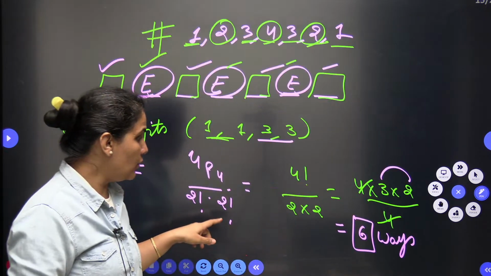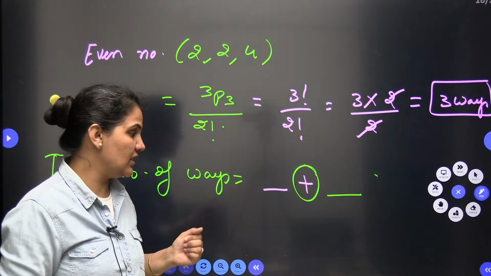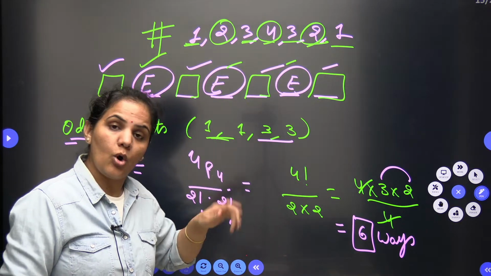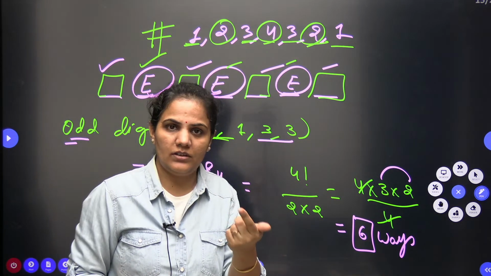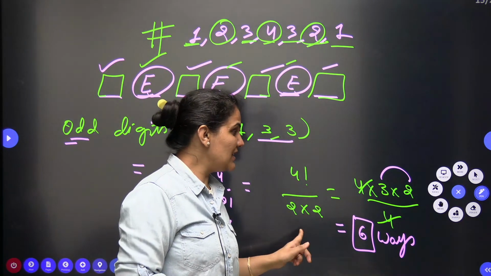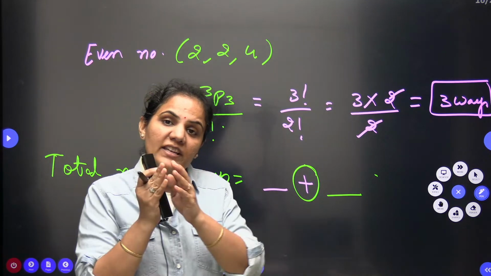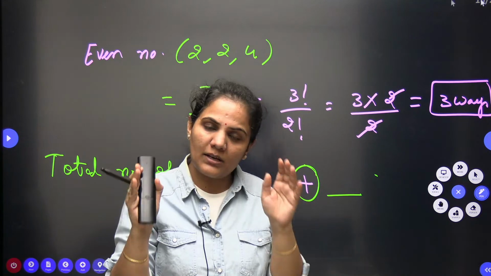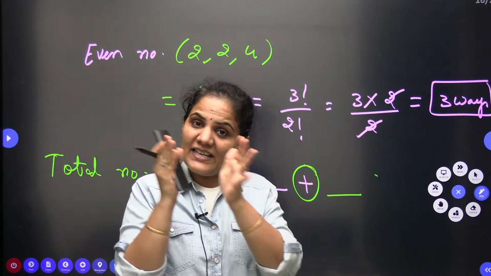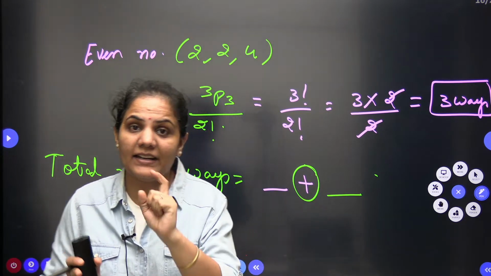So here, if I put a plus between 6 and 3, what is the sense of this question? That either odd places are occupied by the odd digits, or even places are occupied by the even digits. But this is not correct. Why? Because I need to make a complete number where odd places are occupied by the odd digits and even places are occupied by the even digits. So my requirement is "and", not "or".